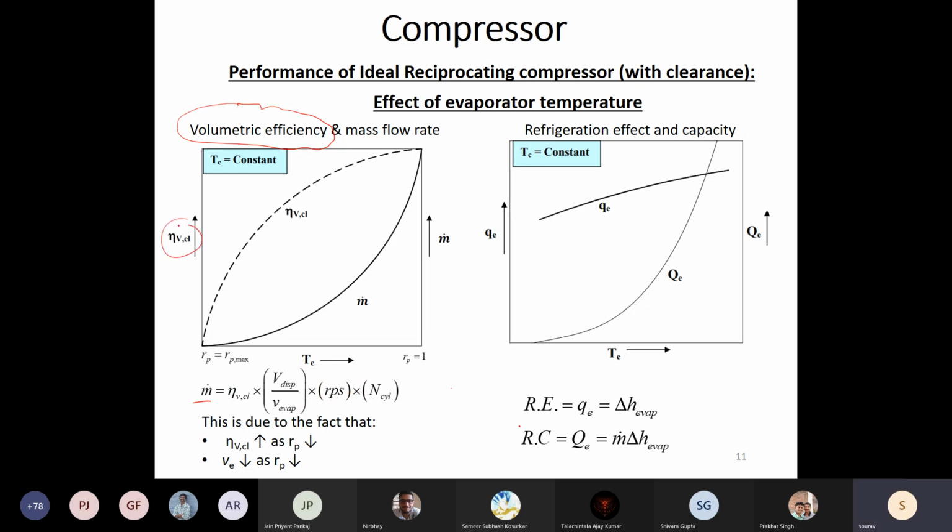So if I just look at the volumetric efficiency, it will go from 0 to 1. Okay, and in this slide you see Tc is constant. That is, the condensing temperature is maintained constant. I am varying the evaporator temperature. So if I go to lower evaporator temperatures, then my pressure ratio will increase. Okay, so Rp is equal to Pc over Pe. This Tc is fixed, hence Pc is fixed. So that isobar is fixed. So all I am changing is Te.